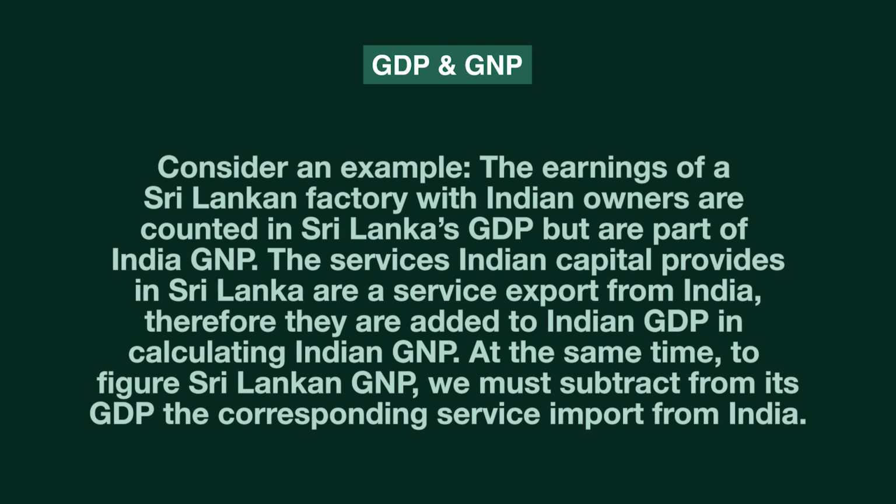Suppose an Indian company is operating in Sri Lanka. Now this company in Sri Lanka is producing goods and services which will be added to the GDP of Sri Lanka. However, the profit may be repatriated to India and that may add to the income of India and not Sri Lanka. So, when we are taking GNP into account, this particular income, which was earlier left out while taking GDP into account, is now added.